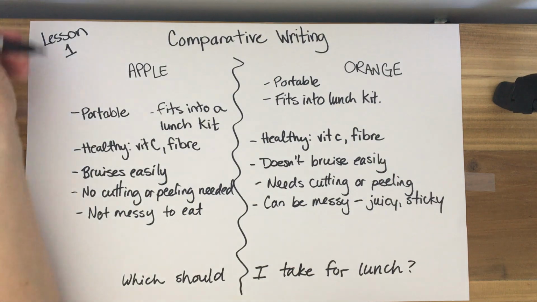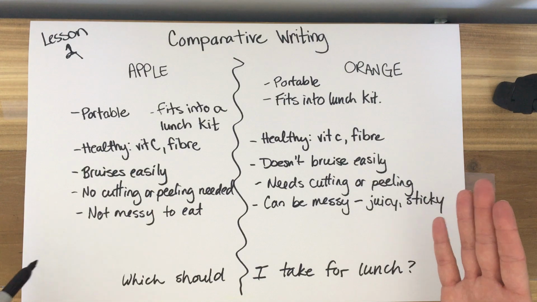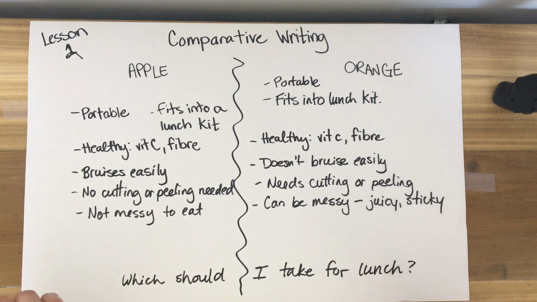Today for lesson 2, I'm going to switch this now to lesson 2. What we need to do is take these two comparative charts and we need to find some things that we can use to make a firm decision on what kind of fruit we're going to take for lunch.